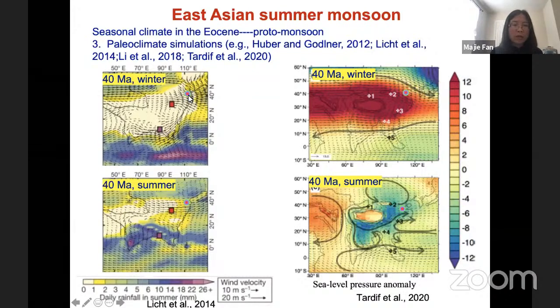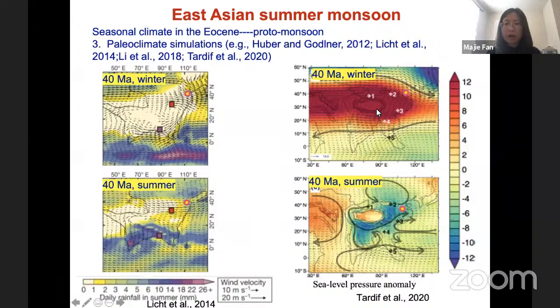So these dots basically represent our study area in eastern China. So we see that in this model simulation based on the Eocene paleogeography and also Eocene climate, particularly CO2 level, the wind pattern during the winter time was southeastward, and then that changed during the summertime. We start to have the wind coming from the south. This is another study by Tardif, just published recently. They also looked into the Middle Eocene time, about 40 million years ago.